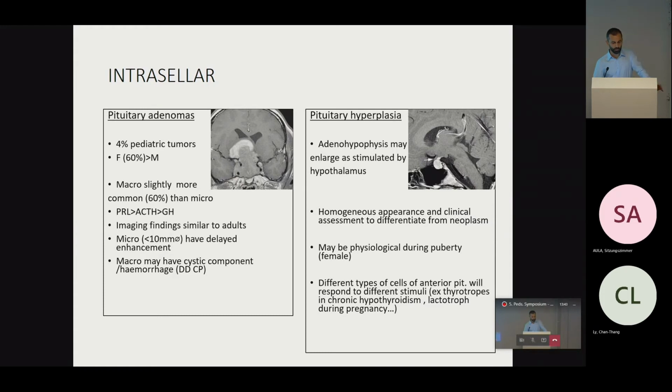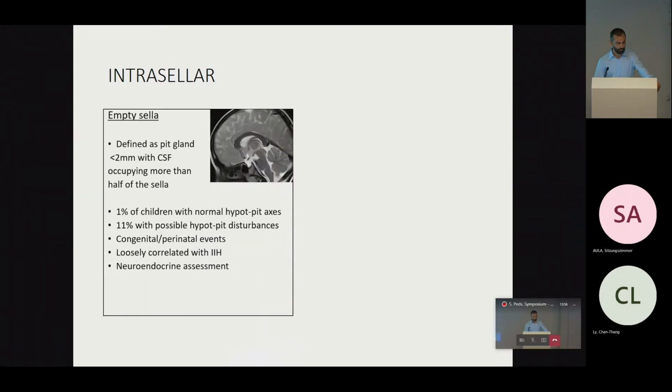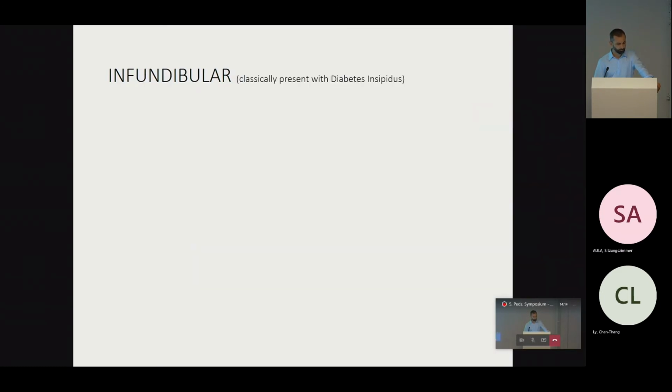Pituitary hyperplasia can mimic a pituitary adenoma, but it's not a neoplasm; it's just changes of the pituitary gland due to hormonal influences that depend on different conditions. So that one should be kept in mind. Empty sella is not really a lesion, it's more a finding, and it's defined as a pituitary gland of less than 2 millimeters and CSF occupying more than half of the sella. It does not always correlate with intracranial hypertension.